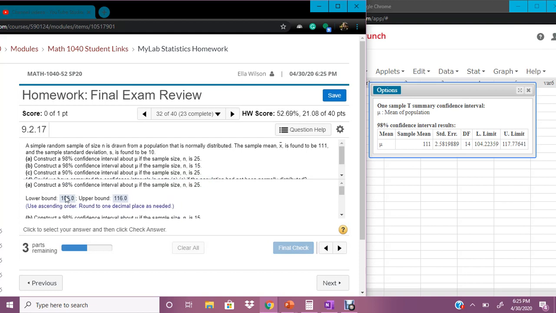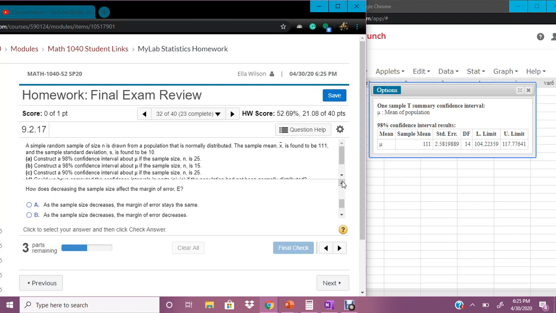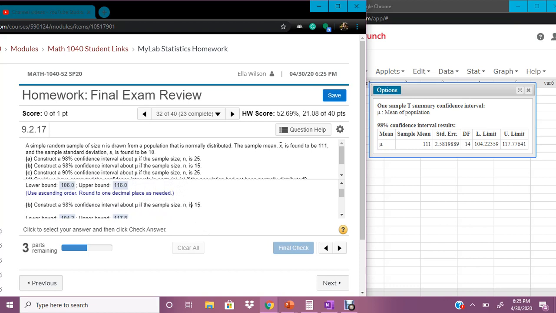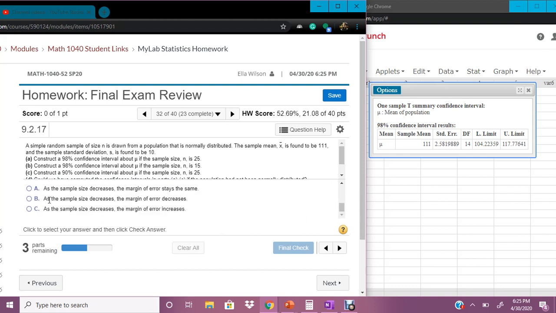So now we're going to compare the two. We have 106 to 116, so that's 10. And then 104 to 117, that's a little bit bigger, like 12, 13-ish. So how does it affect? All we changed was the n, and it became smaller. When it became smaller, our lower and upper bounds, our margin of error, got a little bit bigger. So as the sample size decreases, the margin of error increases.